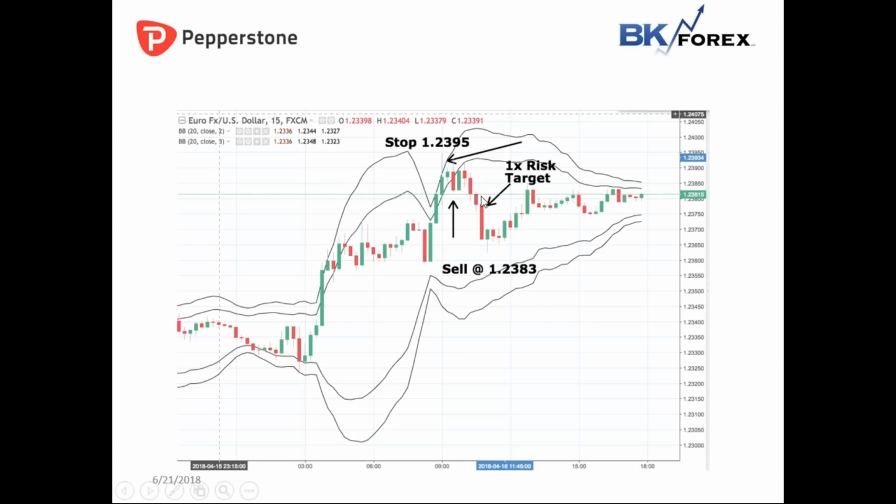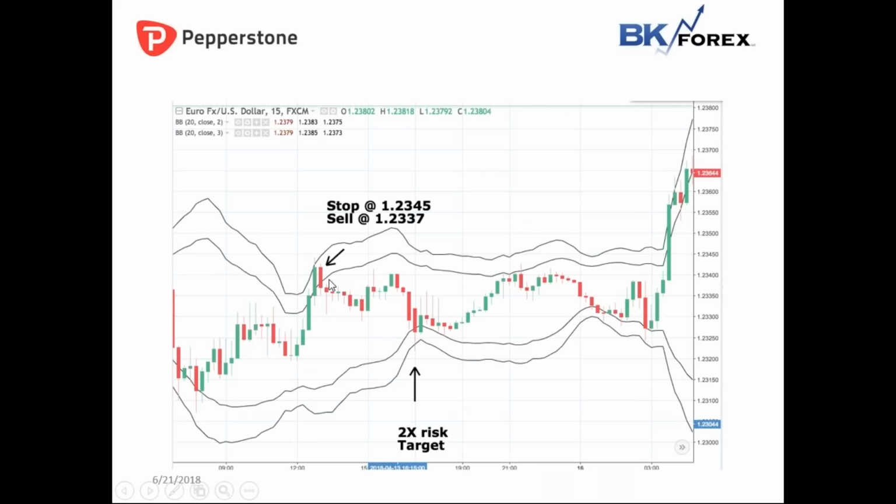So here we trailed the position at 1 times risk, and then you can see that it actually only gives you 1 times risk, even though it looks like a very nice reversal. So here is another setup. It rallies, closes at the second standard deviation Bollinger Band. Then you wait for it to close below the second standard deviation Bollinger Band. You sell at 123.37, stop at 123.45, and then you target 1 times risk on the trade.